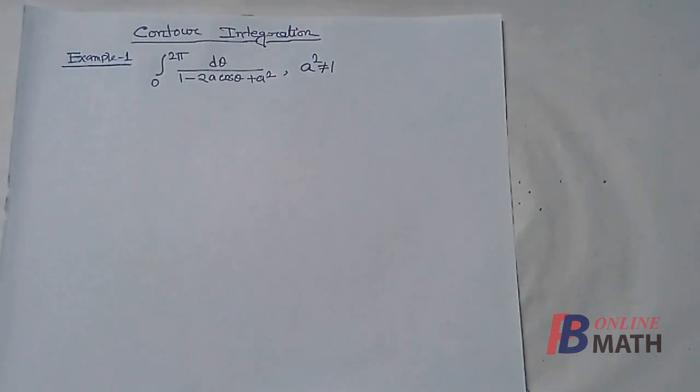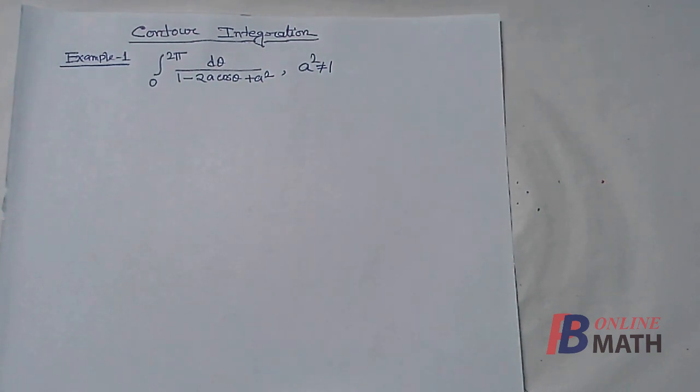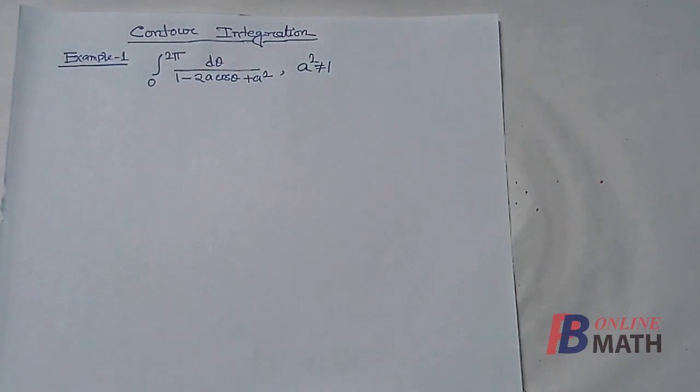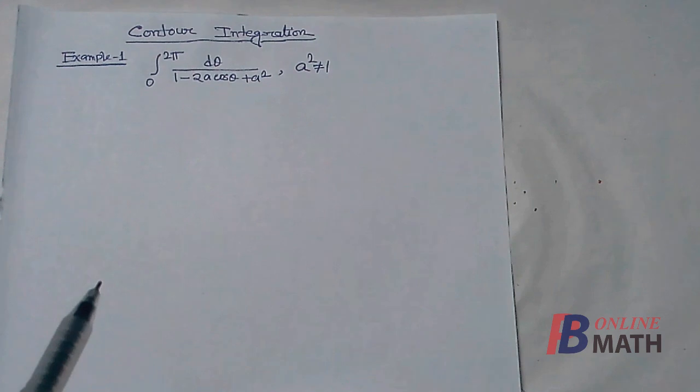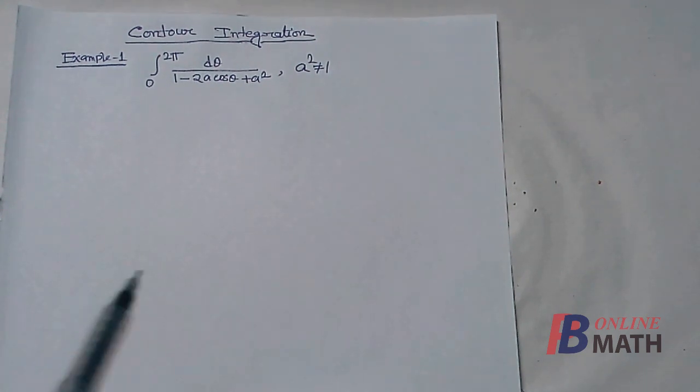So let us start. First we consider an example. This is a real integral, from 0 to 2 pi, d theta divided by 1 minus 2a cos theta plus a square, where a is a real number but it is given that a square is not equal to 1. We shall solve this real integral by means of contour integration.